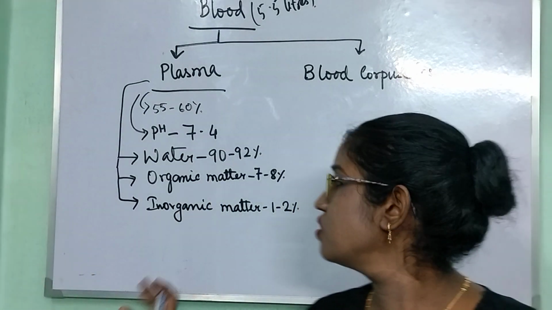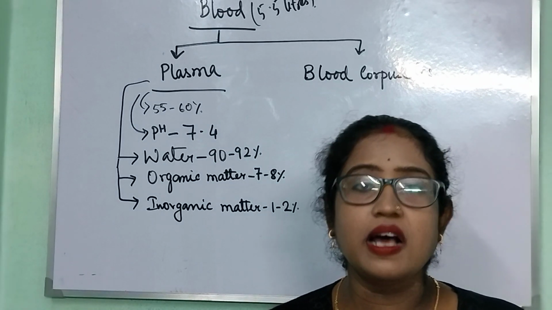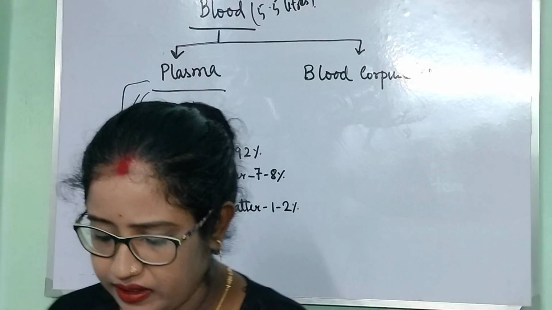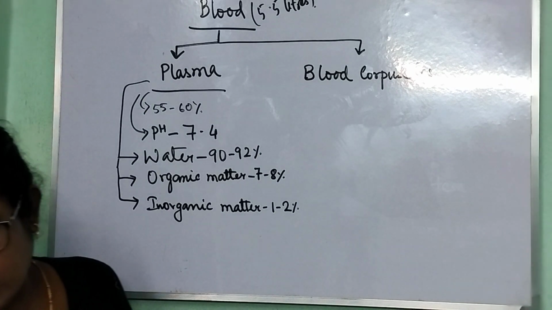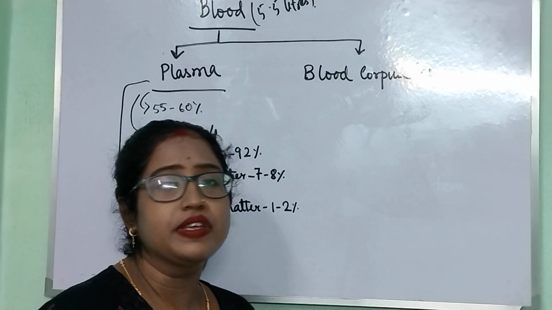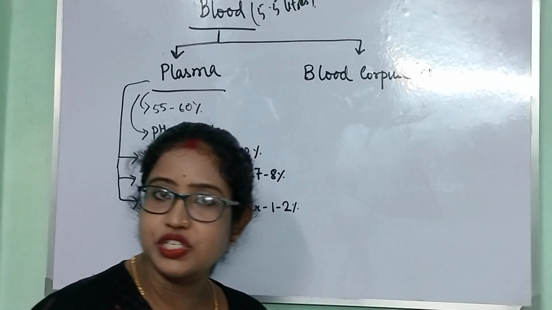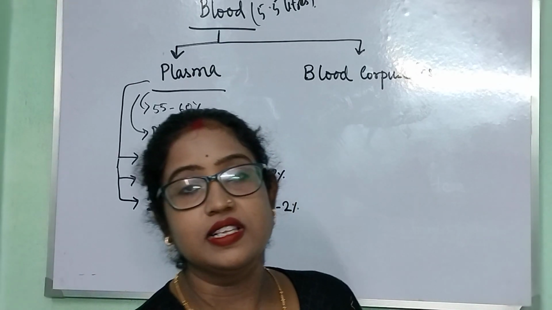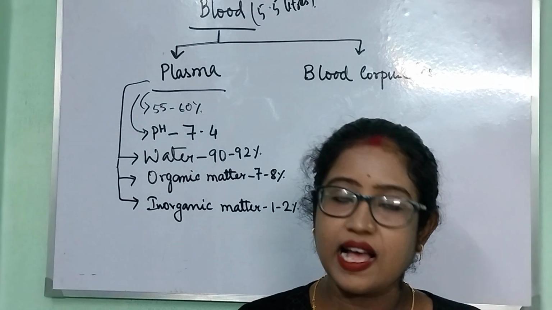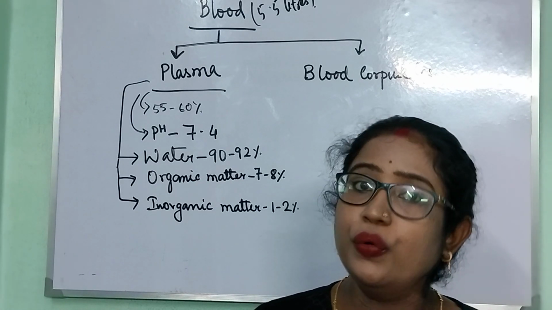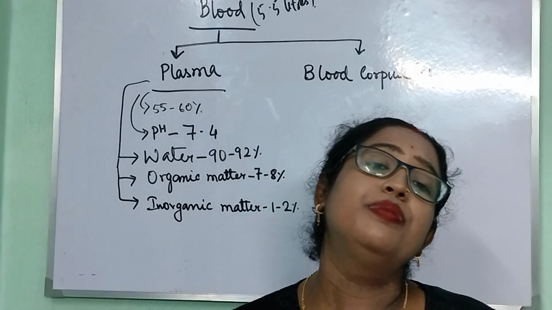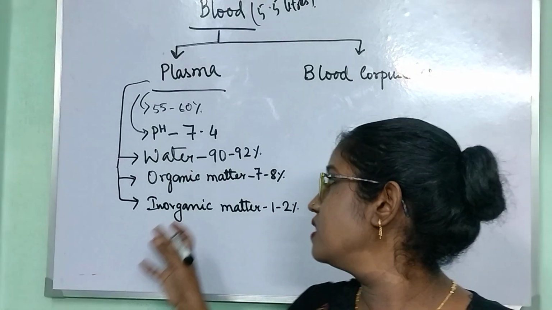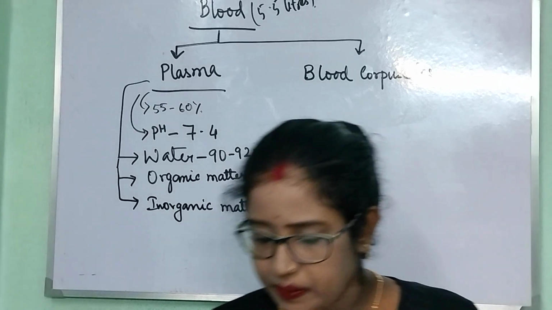The inorganic material present in plasma is basically the bicarbonates or carbonates, and different types of sulfates and phosphates of sodium, potassium, calcium, etc. The organic matter consists of hormones, enzymes, then different types of proteins like globulin protein, prothrombin protein, different kinds of blood proteins or plasma proteins.